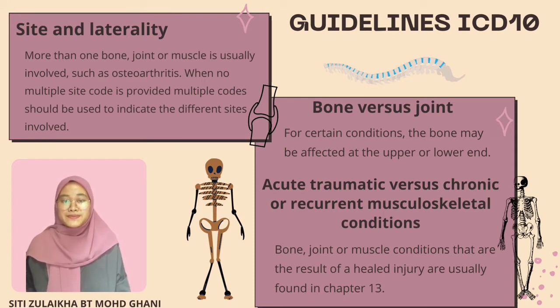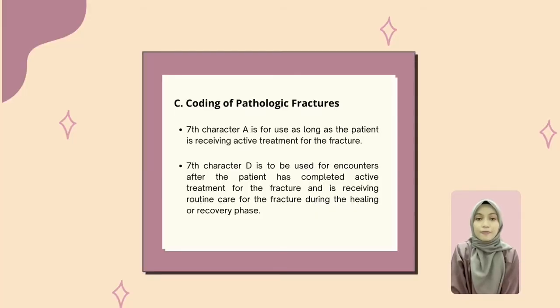Thank you. Coding of pathologic fractures. 7th character A is used as long as the patient is receiving active treatment for the fracture. While the patient may be seen by a new or different provider over the course of treatment for a pathological fracture, assignment of the 7th character is based on whether the patient is undergoing active treatment and not whether the provider is seeing the patient for the first time.